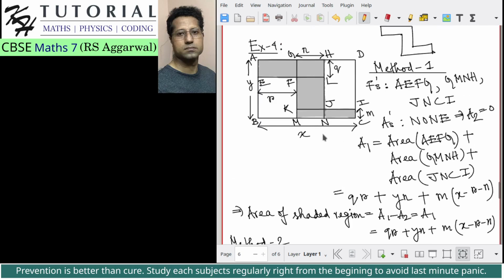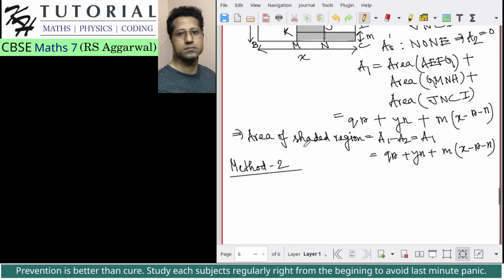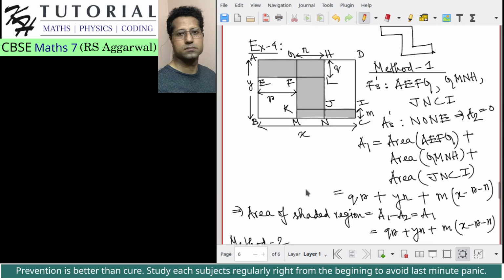Method 2, that is, we are trying to find the area of the unshaded region. So how can we divide? We can clearly see that the unshaded region is already divided into two rectangles. Now we need to see whether we know the dimensions of the two unshaded rectangles.